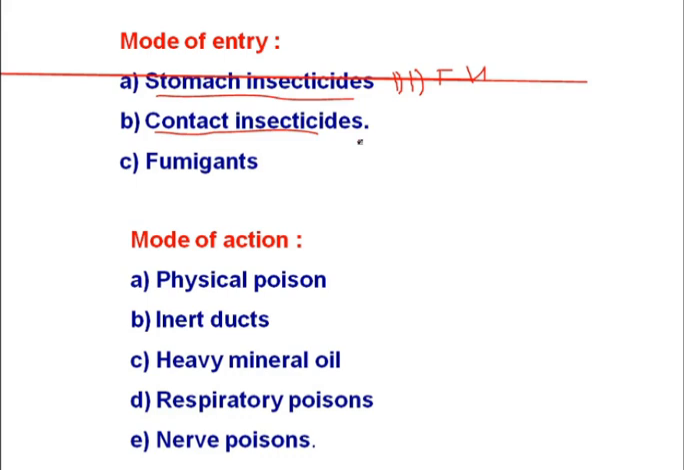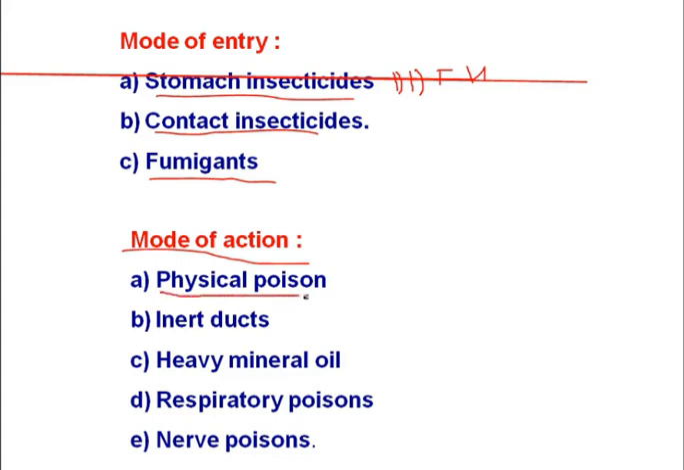Next point, we have seen fumigants. How do these fumigants act? They act in the form of gas to kill the insect. These substances act on insects through the respiratory system as their vapors enter through the trachea. For example, hydrogen cyanide, methyl bromide, etc. Then next point we have seen is the mode of action.